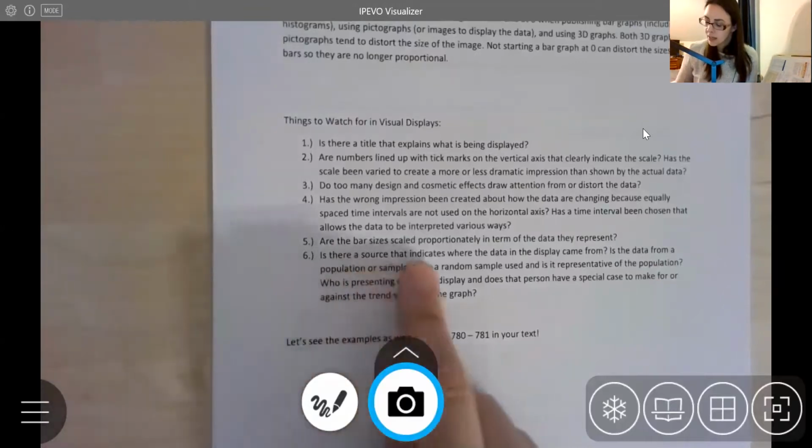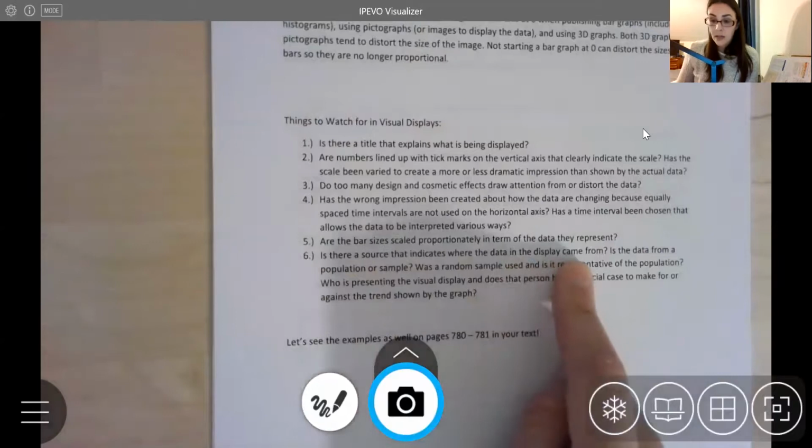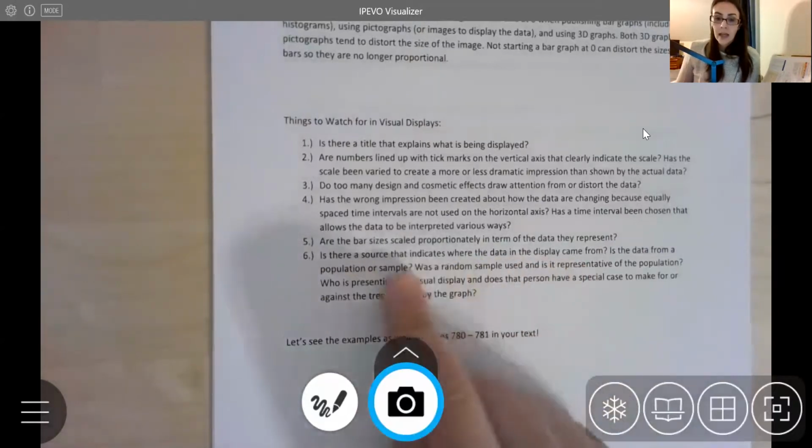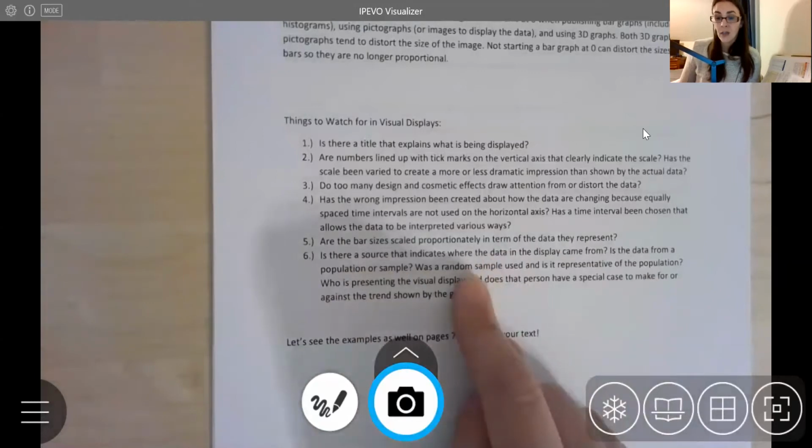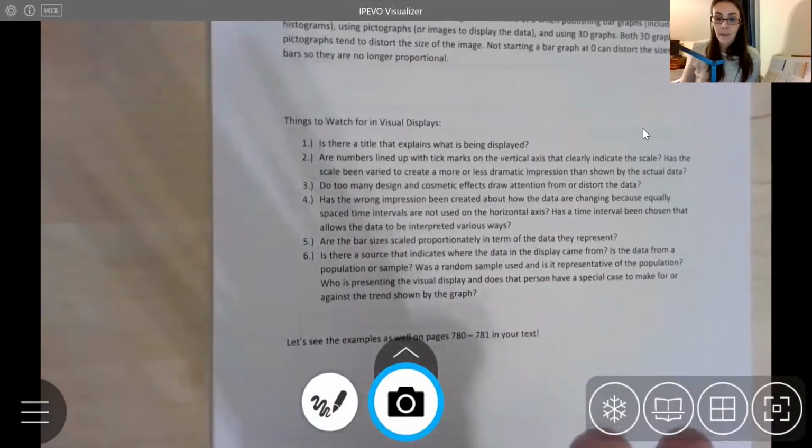Is the source that indicates where the data came from displayed? So do you see a source? Is the data from a population or sample? What time frame did this come from, right? Was a random sample used? Was it representative of the population? So was this actually a random sample, or was it a convenience sample where people got to self-select and decide if they want to take the survey or not?